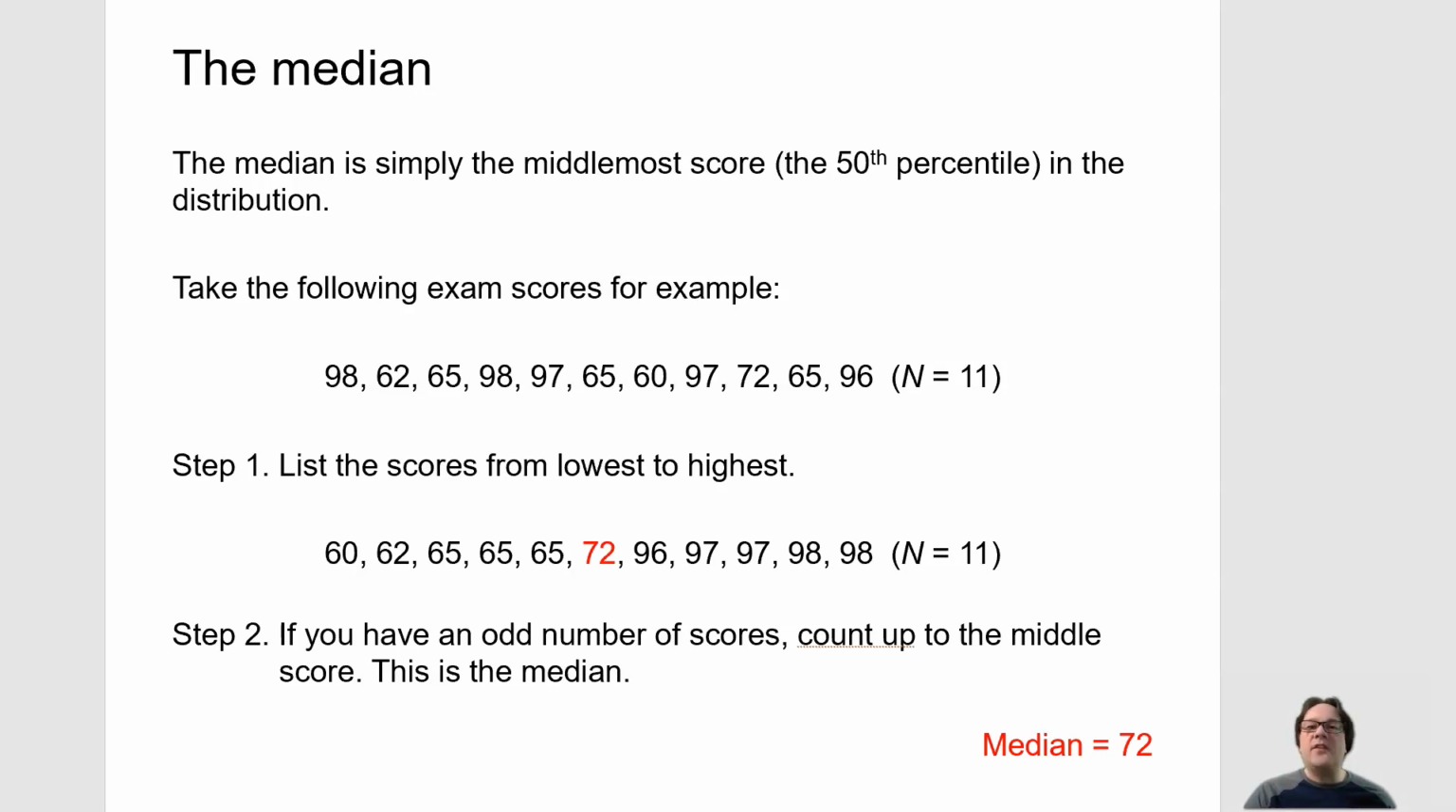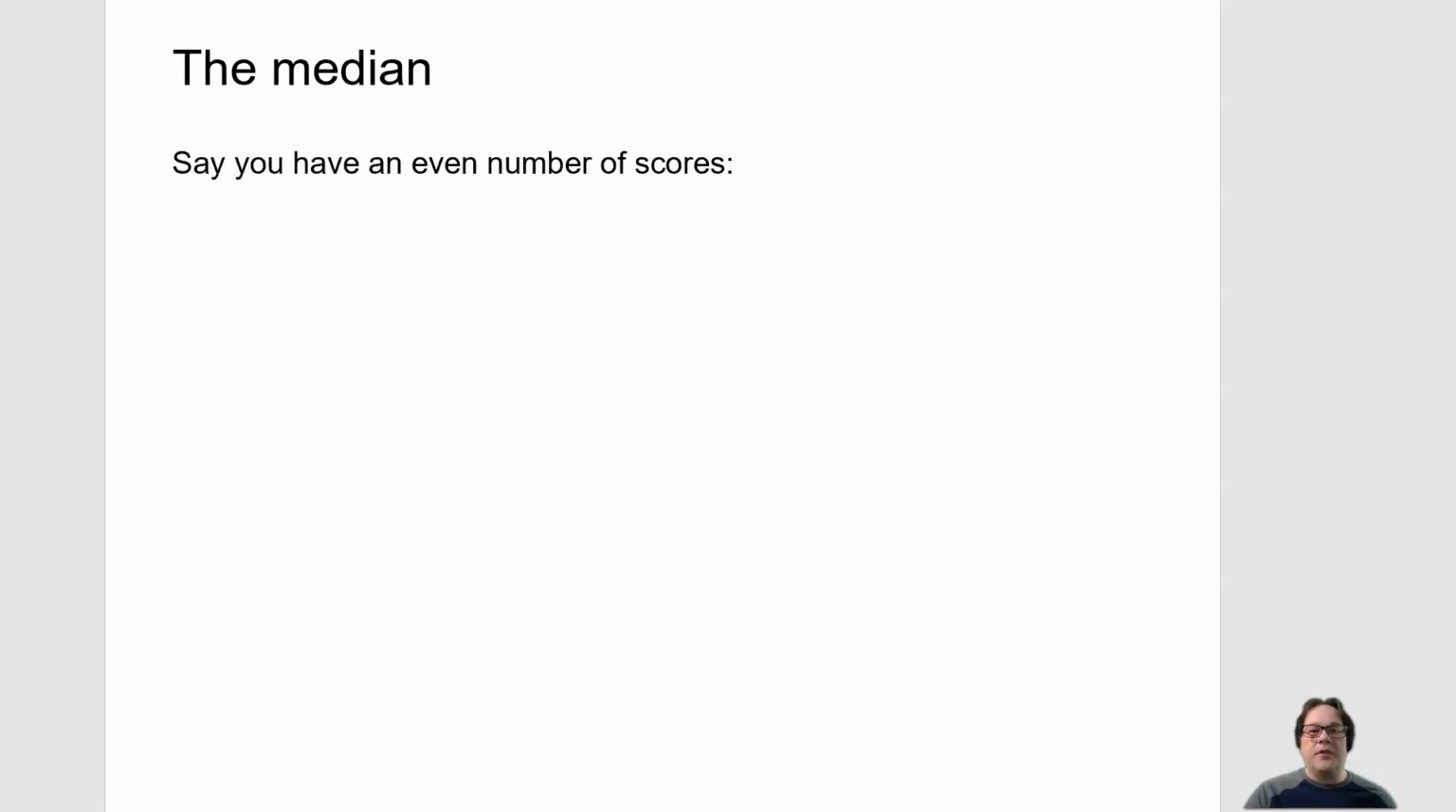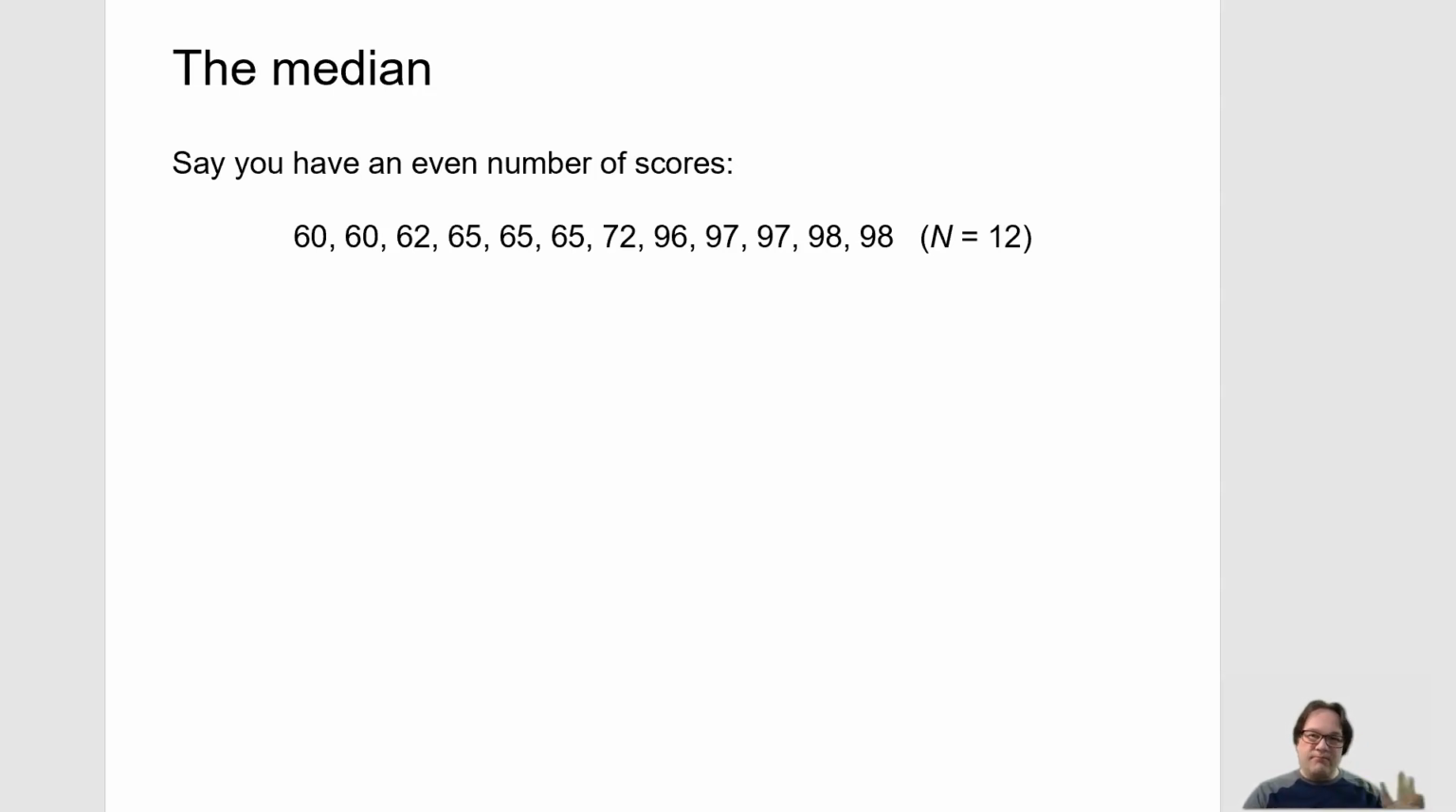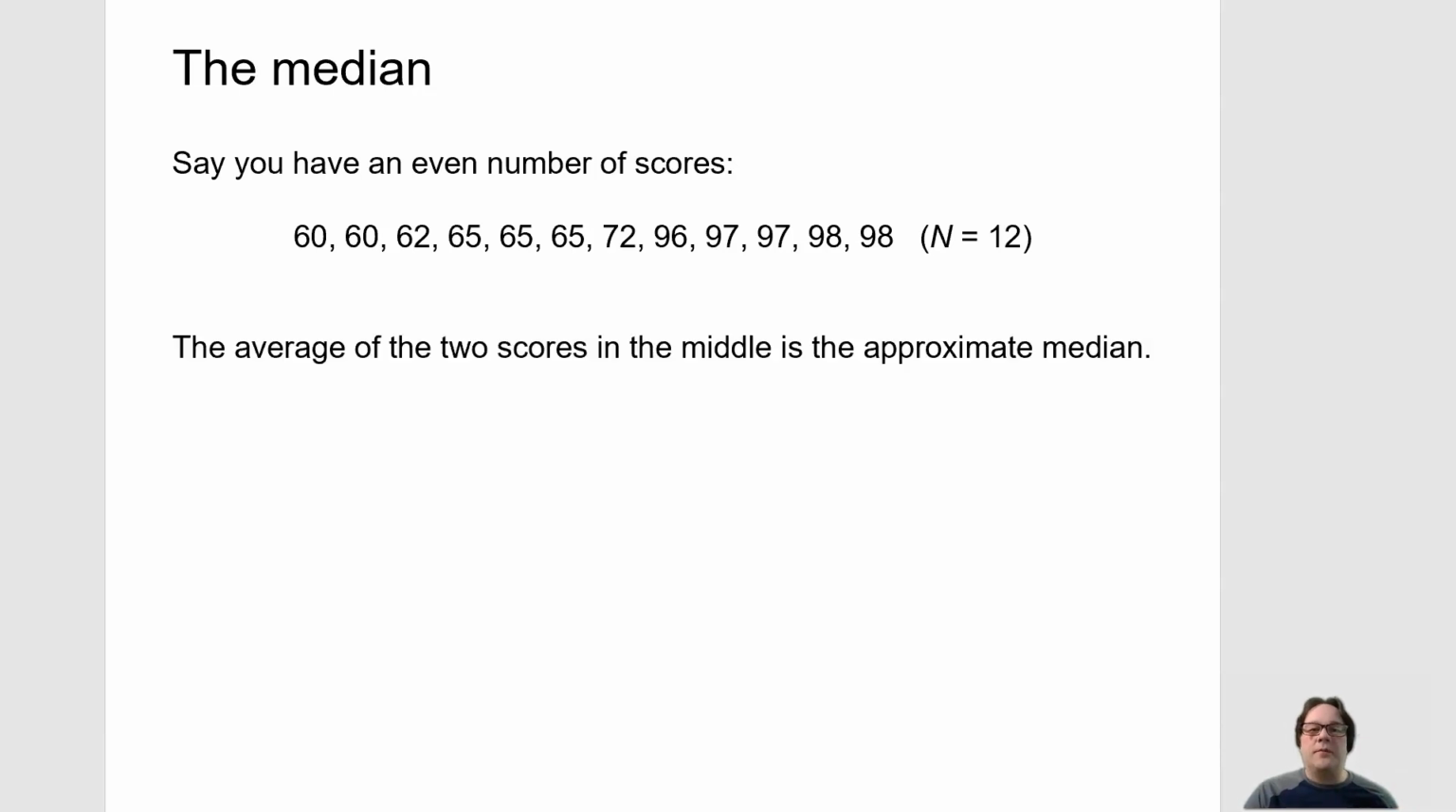When you have an even number of scores, it's still pretty easy. There's just one additional step that we need to do. So let's say we have an even number of scores in a distribution. Let's say these are exam scores, and we have a total of 12. So n equals 12. It's not an odd number, so there's not going to be a very clear middlemost score. So what are we going to do?